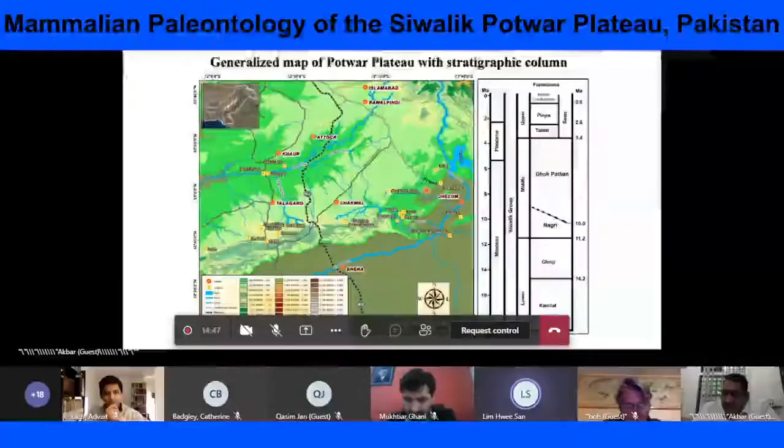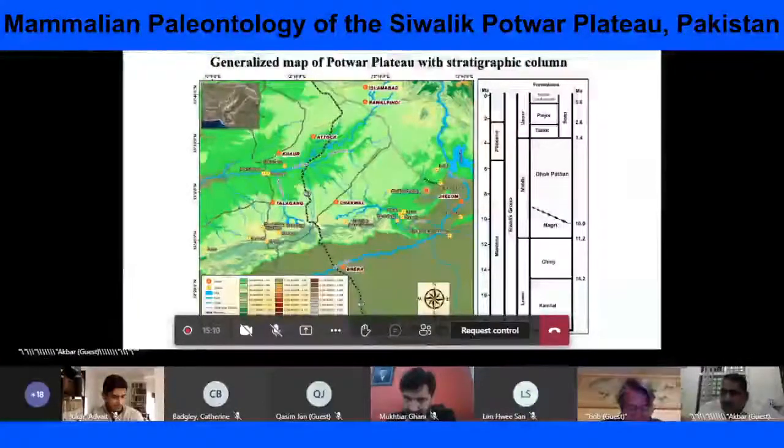Other sites visited by our team are present in district Gujrat, Khushab, Rawalpindi, Mianwali. We also visited areas of Azad Kashmir that are not shown in this map.